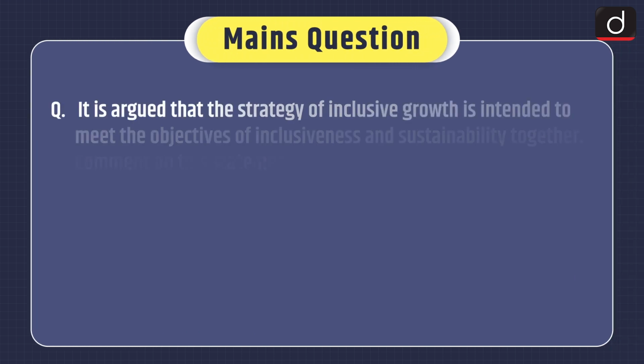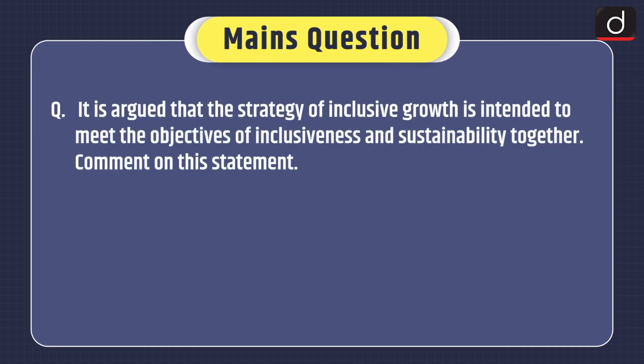And now mains question. It is argued that the strategy of inclusive growth is intended to meet the objectives of inclusiveness and sustainability together. Comment on this statement.